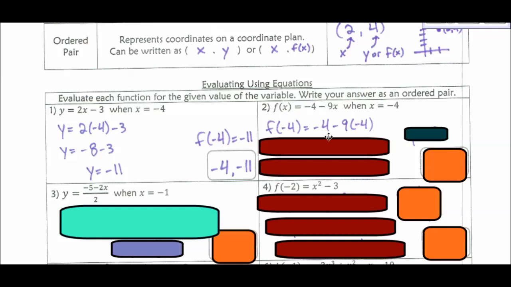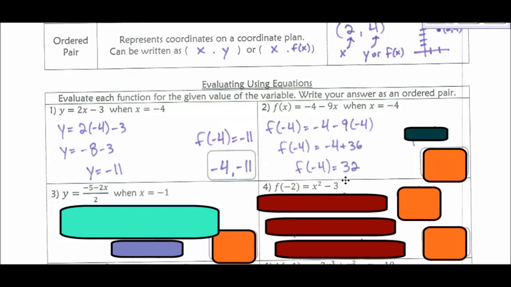Now I'm going to follow order of operations. Make sure you don't subtract there first. We're going to multiply. I'm going to do a negative 9 times a negative 4. That's going to give me a positive 36, so I'm going to write that as a plus 36. So negative 4 plus 36 is a positive 32.